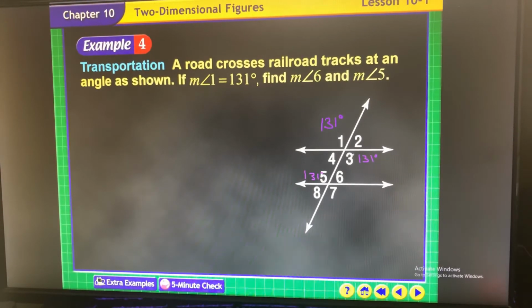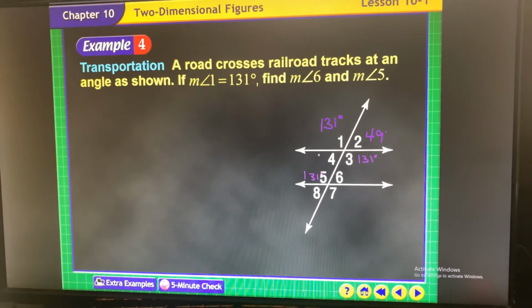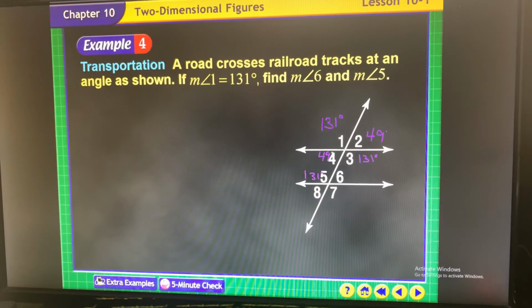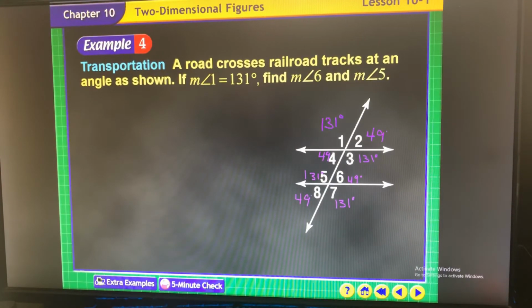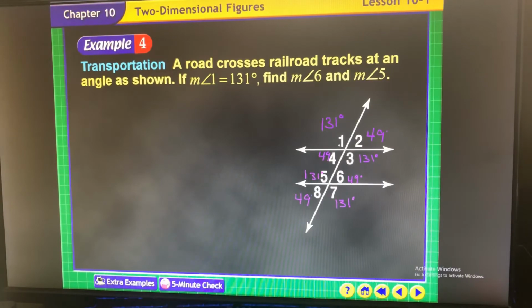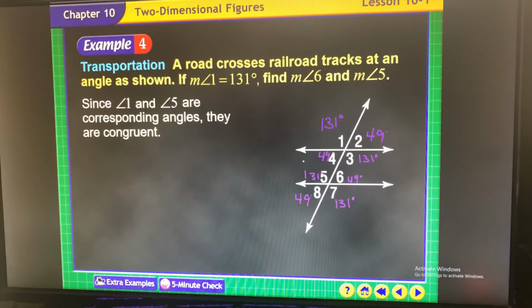And then to find the other ones, we're going to go ahead and do what? 180 minus 131, because when we do that, we know they're supplementary to each other. And I get 49. Makes sense because that's an acute angle right there. If that's 49, vertical angle makes that 49. Alternate interior makes that 49. Vertical makes this 49. And vertical makes this 131. Vertical here, or I could have said alternate exterior, alternate interior, any one of them. But now I have the measurement of angle 6 and 5.